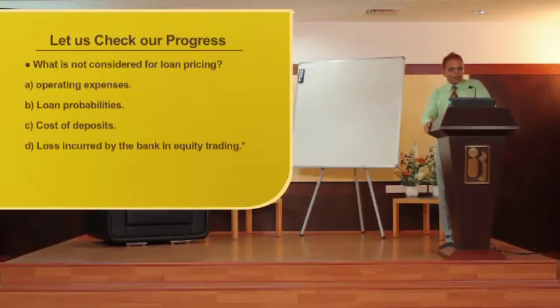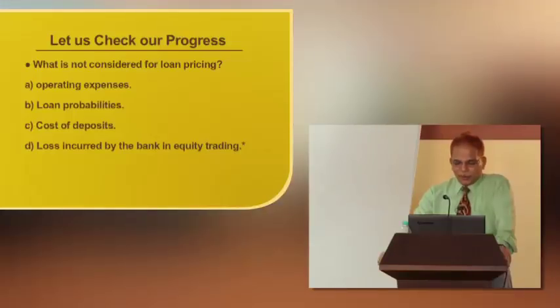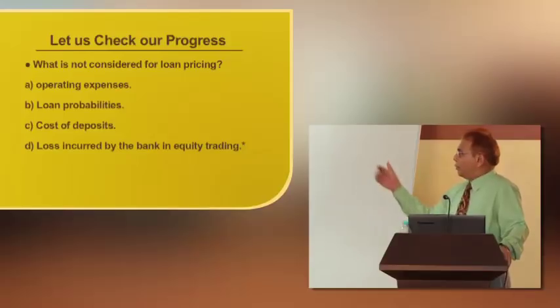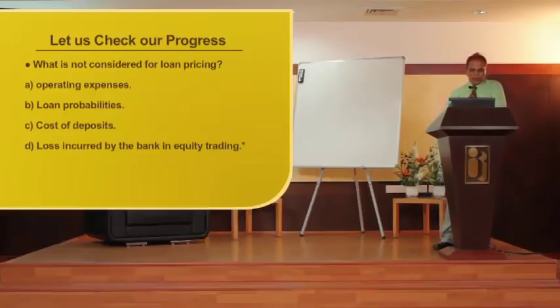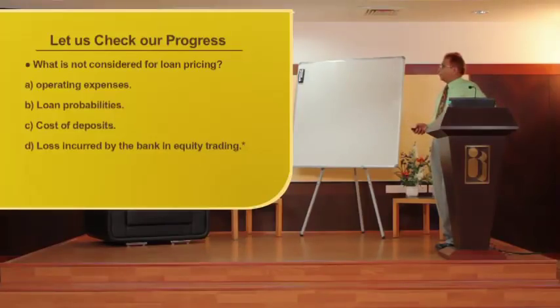Now, what is not considered for loan pricing? We have seen that operating expenses, loan probabilities, that means the loan going into default or the NPA going up, and cost of deposits are all inputs for loan pricing. Loss incurred by the bank in equity trading is a trading loss and it cannot be added to the loan pricing. So the correct answer is loss incurred by the bank in equity trading, which is not part of loan pricing. So that brings us to the end of the first unit.